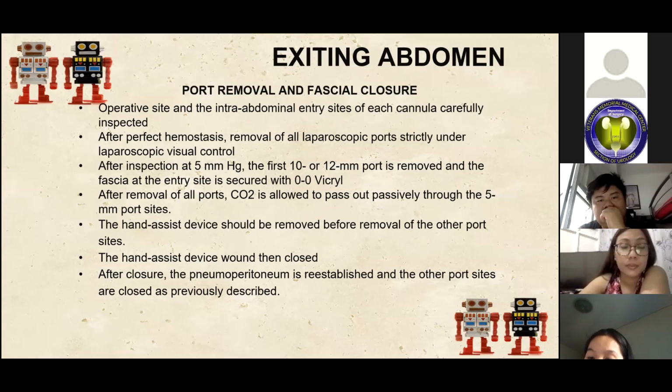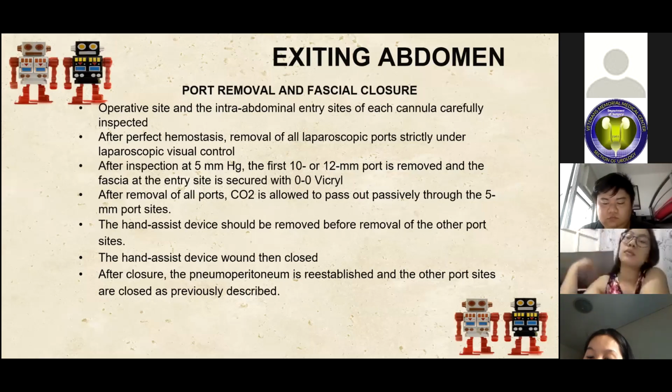After inspection at 5mm mercury, the first 10 or 12mm port is removed and the fascia at the entry site is secured with an Vicryl, either by direct placement of a fascial suture or the use of a suture passing device. So 5mm ports are not closed in the adult but are closed in the pediatric patient with a single absorbable suture. So after removal of all ports, the CO2 is allowed to pass out passively through the 5mm port sites.